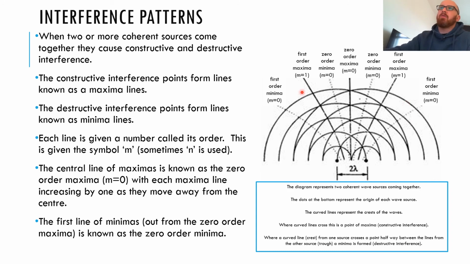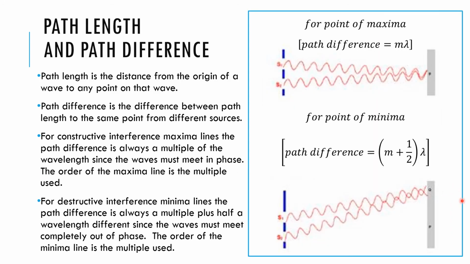Right, how are we going to use this information of all these orders, etc.? Well, we're going to talk about something called path length and path difference, and there'll be some questions on this this week in the booklet. So path length is a distance from the origin of a wave to any point on that wave. Path difference is the difference between path length to the same point from different sources.